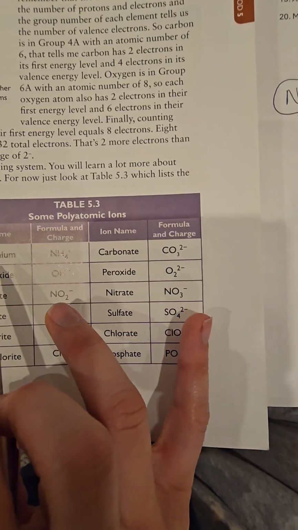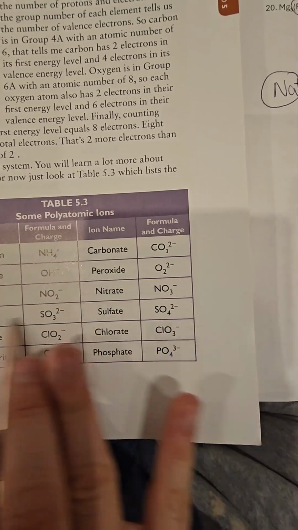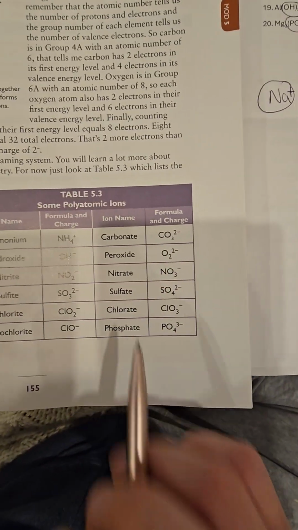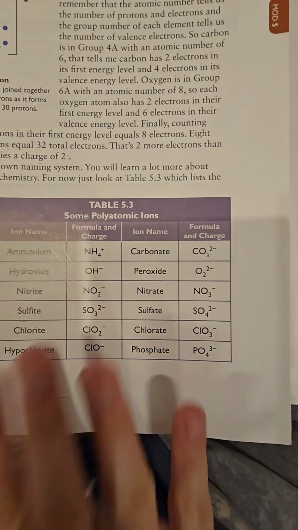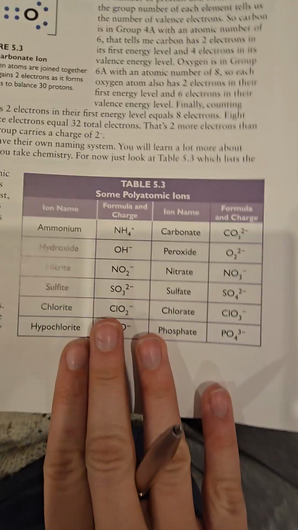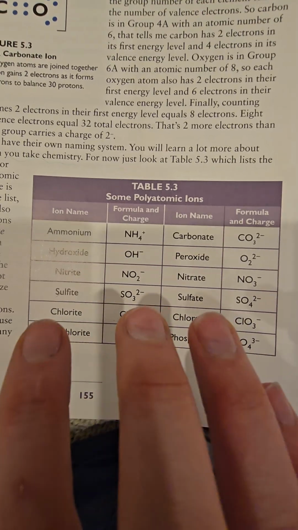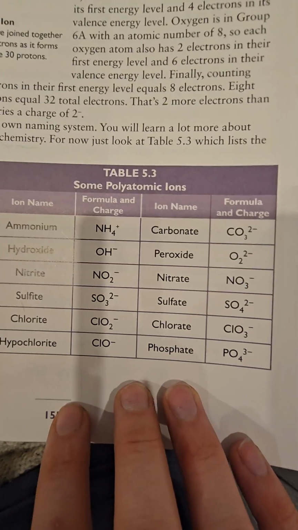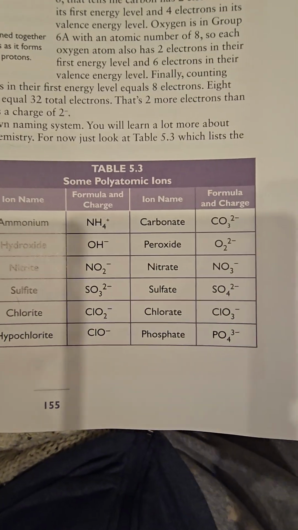So because of that reason, they have their own naming system. That's one of the reasons. And you'll learn a lot more about this later on in chemistry. For this class in particular, you'd be given this table to answer any questions that you'd get given on a test. So, for instance, let's give you an example.